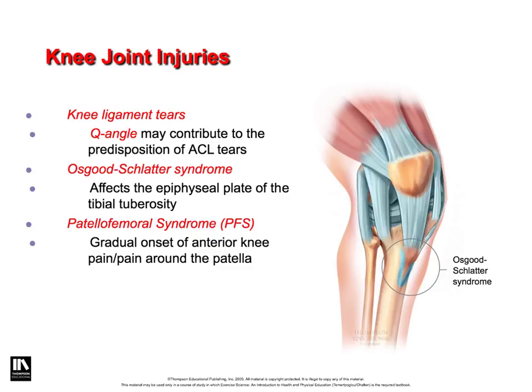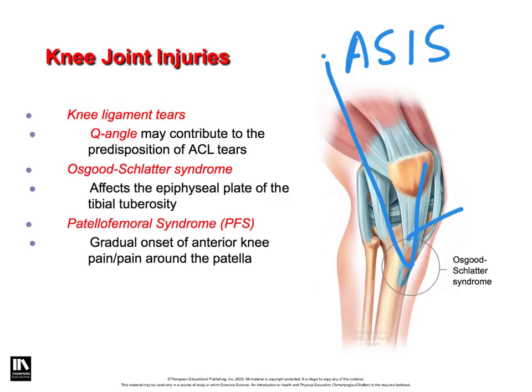Most knee ligament tears happen because of the Q angle. So the Q angle goes from your ASIS all the way down to the tibial tuberosity and then back up to the patella. So if this angle here is greater than 20 degrees, then you're at an increased risk for more knee injuries. So typically this happens to a lot of females because our pelvis tends to be a little bit wider.